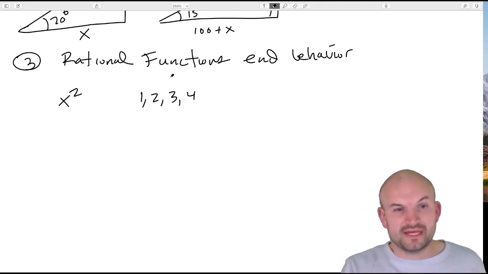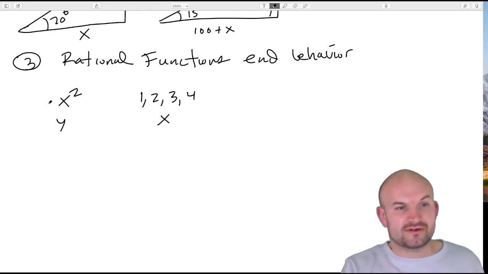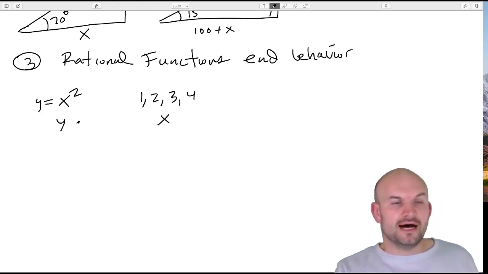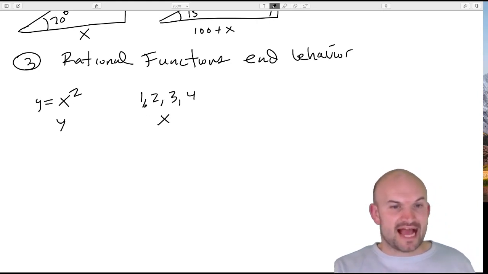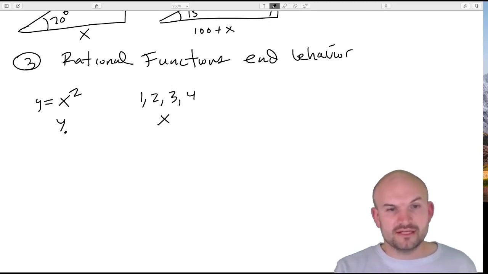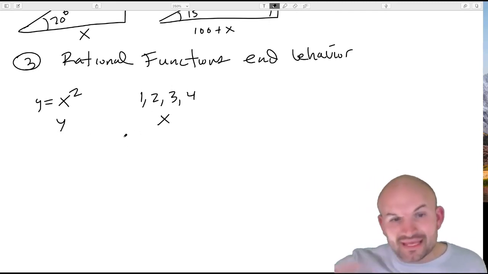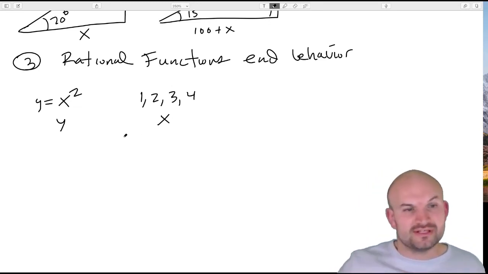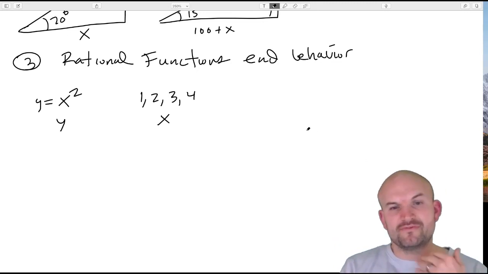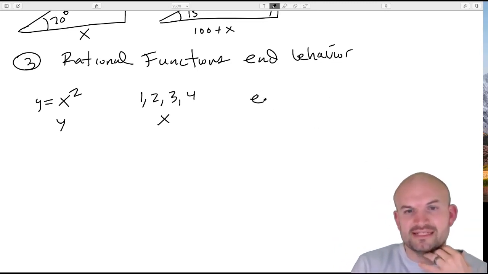So if these represent my x values and these represent the y values, then you can see that as x gets larger and larger, the y value is going to get larger and larger, right? So as x is approaching infinity, you can say y is approaching infinity, or that end behavior as x is going to the right, y is going to infinity. So let's take that a little bit further and take a look at some examples here.